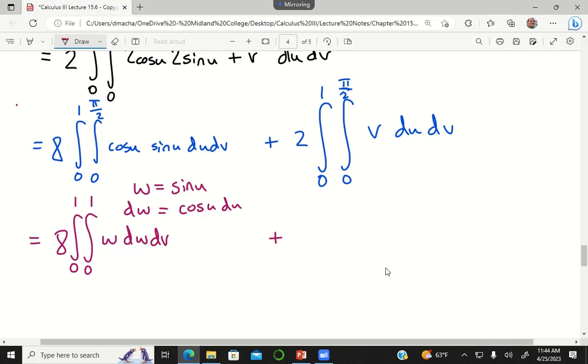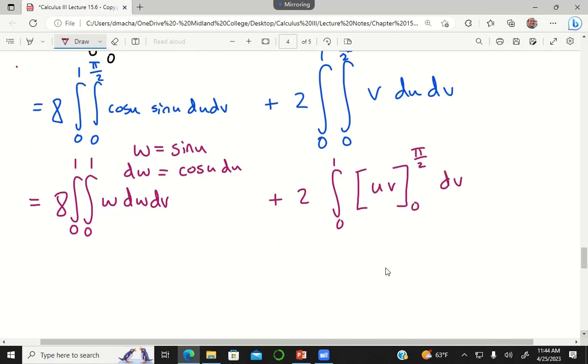Okay, plus over here, we are taking the antiderivative with respect to u, and that's not very hard. So this is going to be uv, where I evaluate the u part at pi over 2 and 0. So that's clearly just going to add a pi over 2 constant, which is just going to make that 2 into a pi. And I just get v dv.